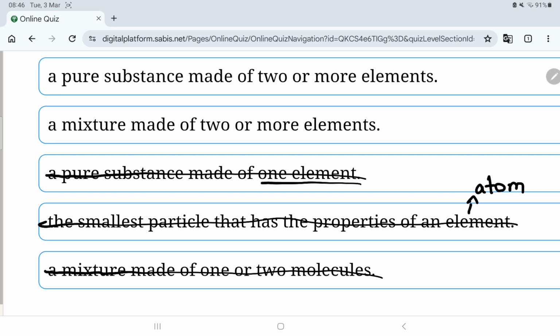Now guys, the last two options are going to keep you a bit confused, but don't worry. They both have two or more elements. But which one's correct? This one. Because a compound is a pure substance made of two or more elements. Okay?